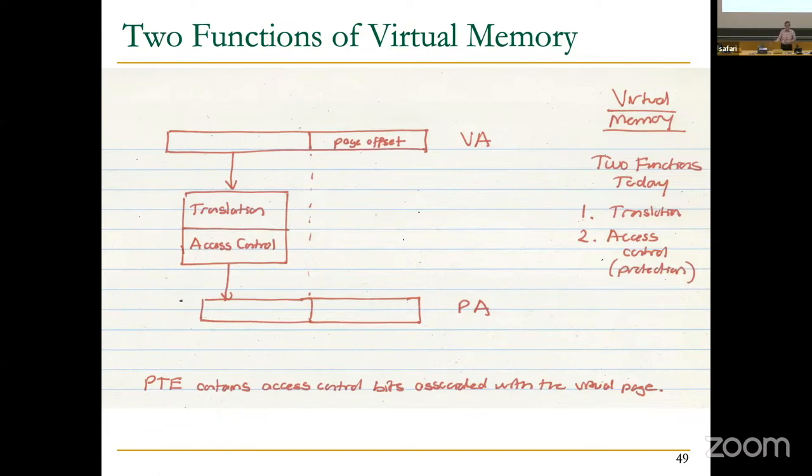And if you're trying to access a page that you don't have the proper access to, you'll get an exception immediately. It's called an access protection exception in some systems. Essentially, you get kicked to the operating system, and the operating system usually stops the program, right? Because it's trying to access something it's not allowed to access.